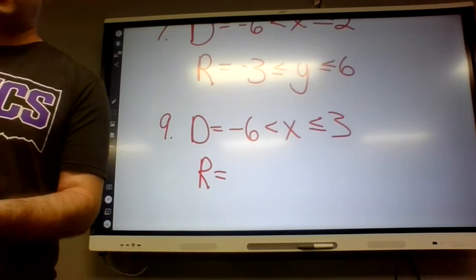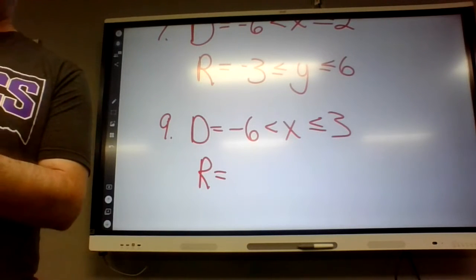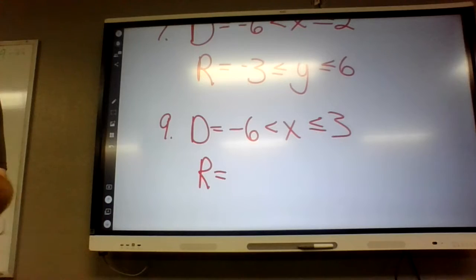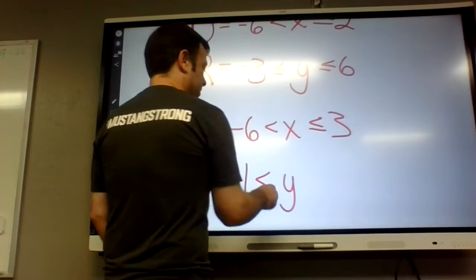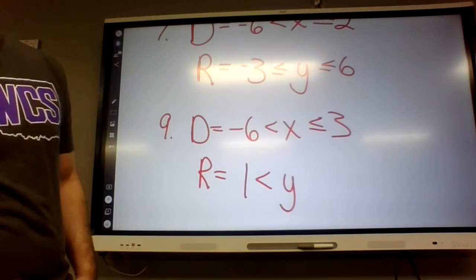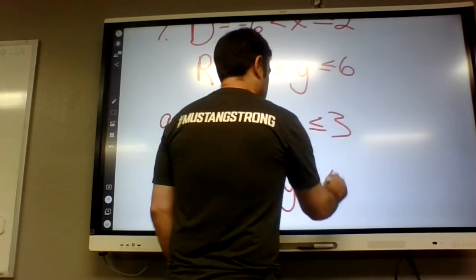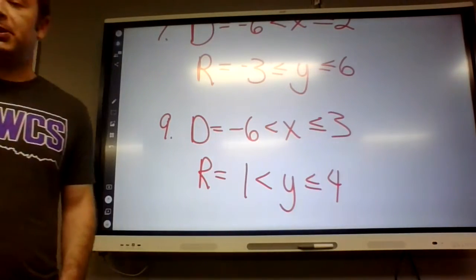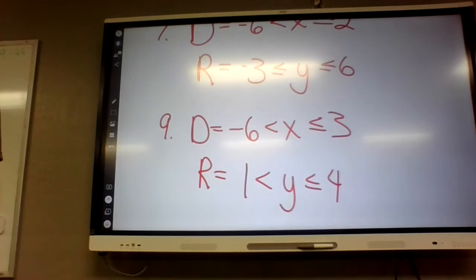Okay, the range is how low it goes, so how low does number 9 go? 1. And 1 is not included, so I'll put that. How high does it go? 4. Is 4 included? Yes, it is, because it doesn't matter that there's an open circle, because 4 is covered by a bunch of other stuff.